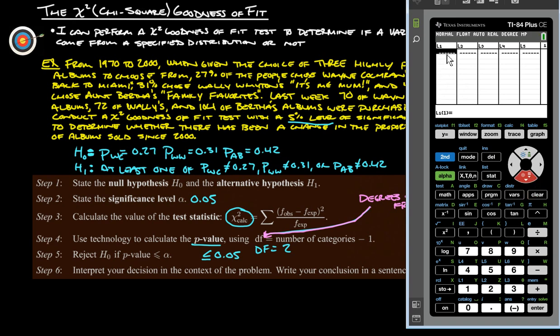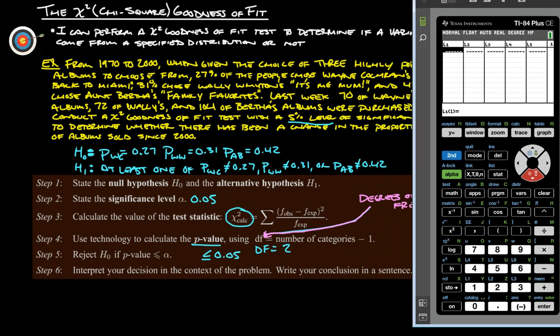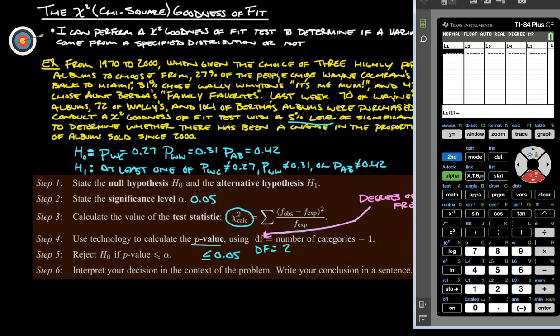The first list is what we call the observed list. That's how many of each album were bought. Last week, 70 of Wayne's, so we're going to have Wayne be the first one here, and then 72 of Wally's albums were purchased, and then 104 of Bertha's albums were purchased.